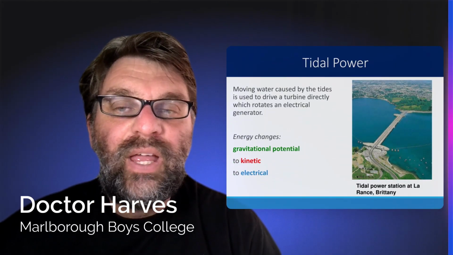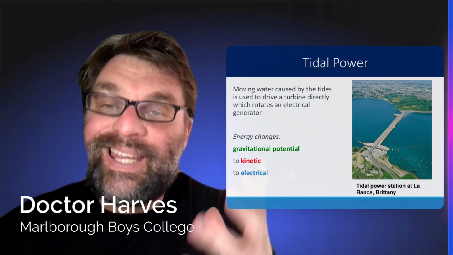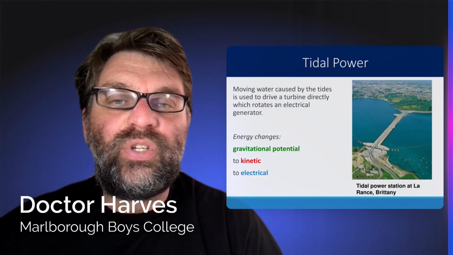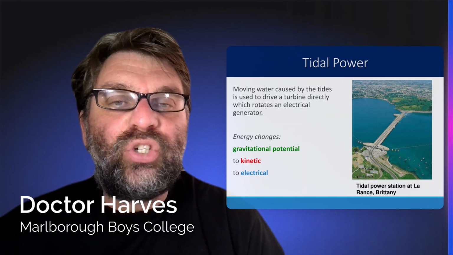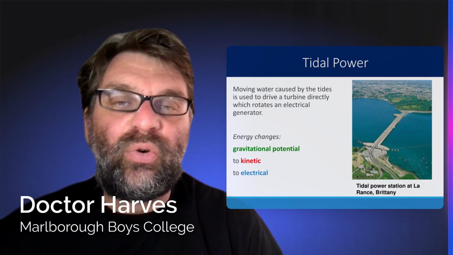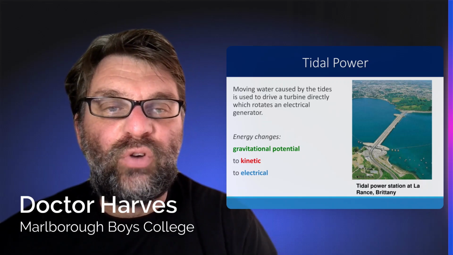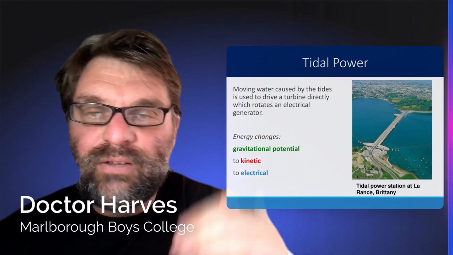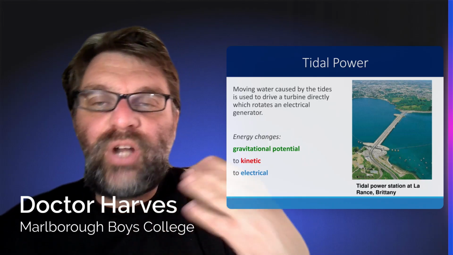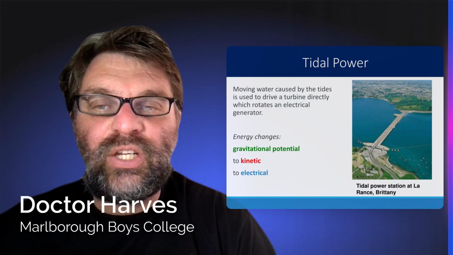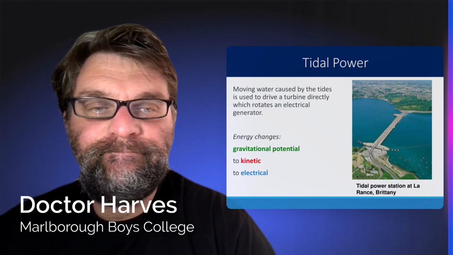Next is tidal power. So in tidal power, this time the moving water, again kinetic energy, of the incoming and outgoing tide caused by the tides, is used to drive a turbine again, which rotates and then generates electricity via a generator. So you've got the gravitational potential energy, because remember you've got high tide, low tide, there's a height difference, which is then transferred into kinetic energy, and then that's again transferred into electrical energy via the turbine.